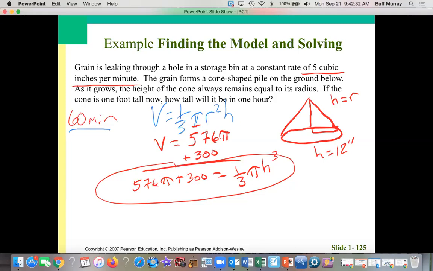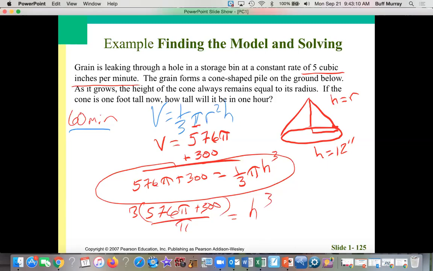It's not crazy difficult because there's not a lot of moving parts there. Remember, we're in pre-calculus here. What do we do to get h by itself? Okay, I'm going to take it times 3 and then divide by pi, same thing. So if we take 576 pi plus 300 times 3 and divide it by pi, would that be h cubed? And we could find that number on our calculator.